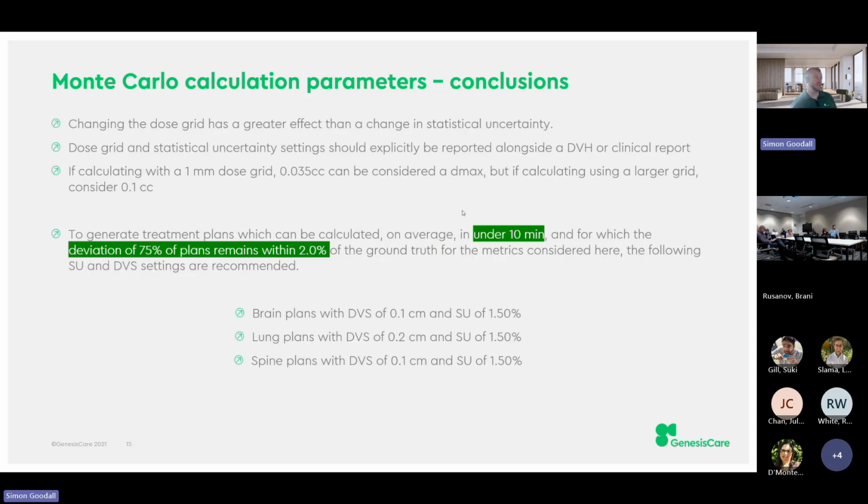But the key takeaway from this is that to make sure that we can calculate treatment times, this is a pure dose calculation, not an optimization, within 10 minutes, and for which we kept 75% of deviations within 2% of the ground truth, we had these recommended values: dose grids of 1 mil for spine and brain, a 2 mil dose grid for lungs, and the statistical uncertainty of 1.5 always met those metrics.